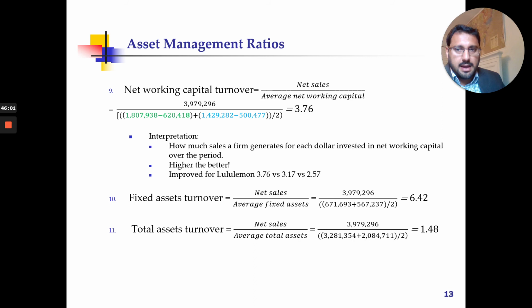So for the Lululemon, I'm using the same number from the fiscal year 2019 and 18 because it's an average. So first of all, what is net working capital? We know it's current assets minus the current liability. So this green one, I'm taking the number and calculating the net working capital for the fiscal year 2019.